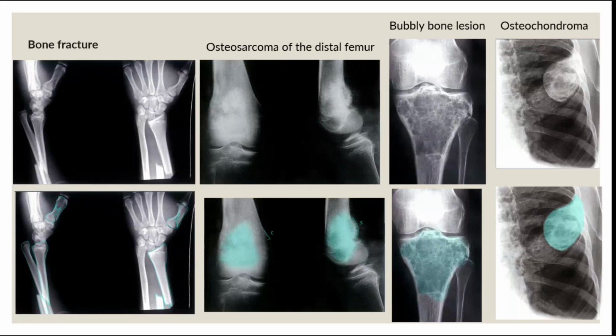We have bone fractures, which are the easiest to recognize. And then we have tumors, osteosarcoma, where the bone density is increased. We have bubbly bone lesions, and we can see here a tumor, osteochondroma, in the lungs. If you see, this is the lungs, and you can see this mass. It's going out of the bone, so it's osteochondroma.